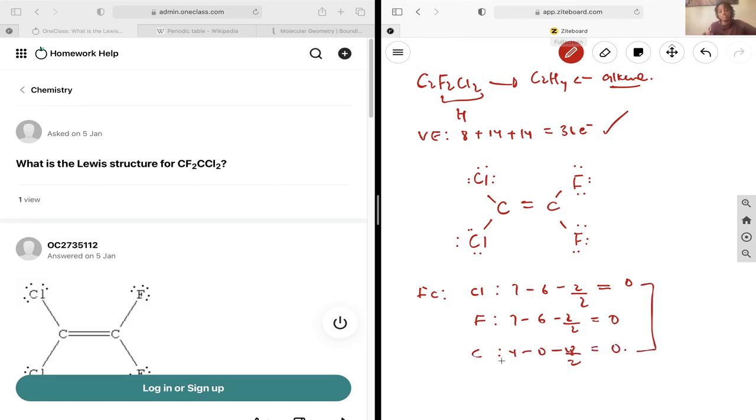This all makes sense. We expected a net formal charge of 0, so this is going to be our final structure here. Valence electrons are taken care of, formal charge is taken care of.